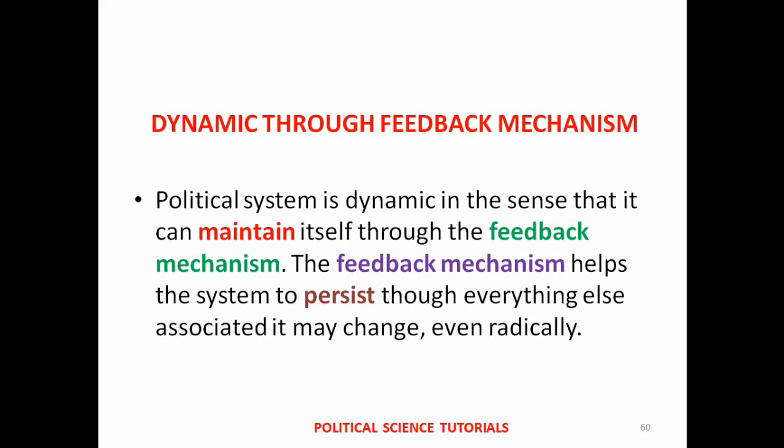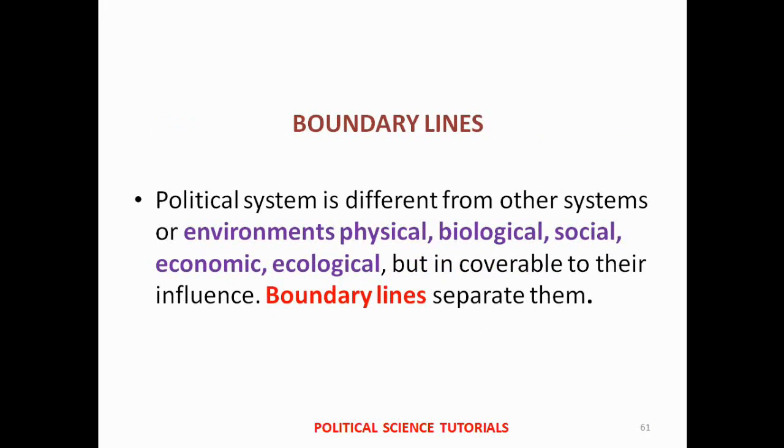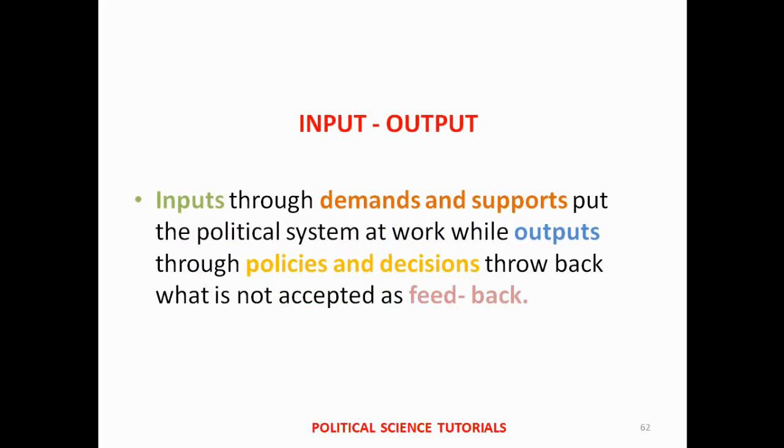Fifth characteristic of a system, boundary lines. Though physical, biological, social, economic, and ecological systems interact with each other and have a flow of communications, still boundary lines separate the systems. Sixth, input-output. Input through supports and demands puts the political system at work, while output through policies and decisions throws back what is not accepted as feedback.